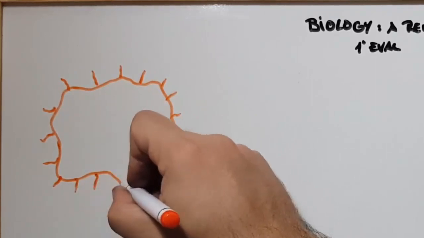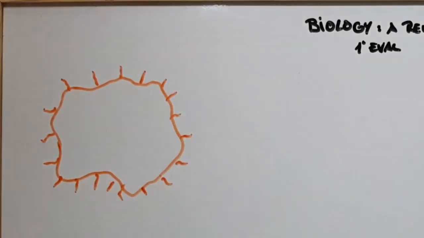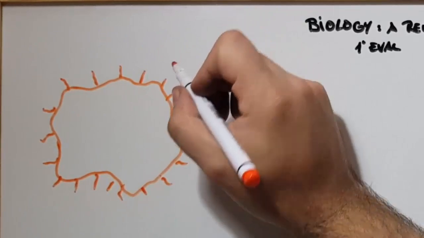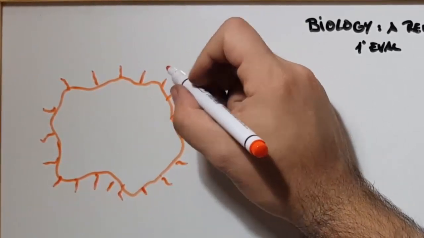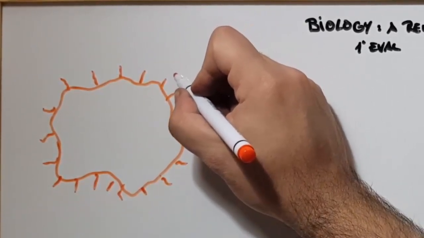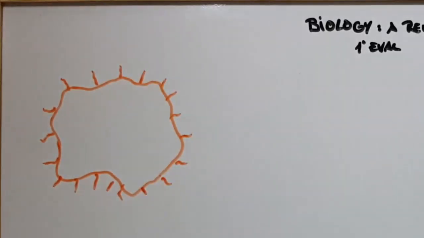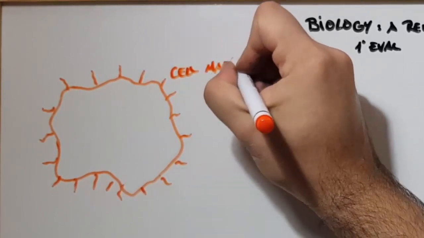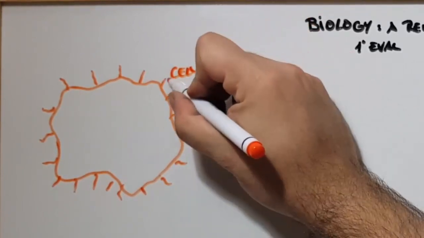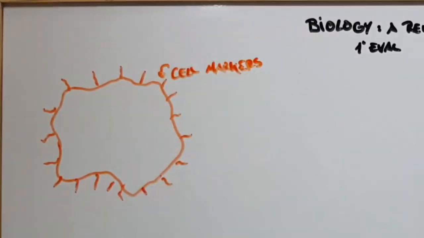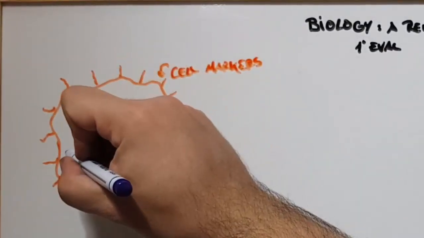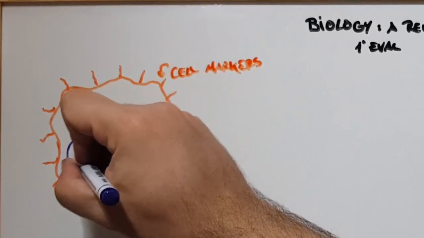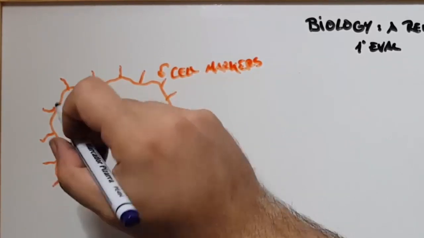Now we're going to see which organelles are the most important. These things that I just drew are outside molecules of the cell. They're called cell markers. We're going to use them in future evaluations, but not really this one. So the cell has several important compartments. One of the most important ones is called the nucleus, as you can see here.